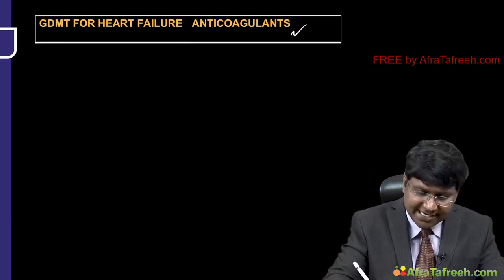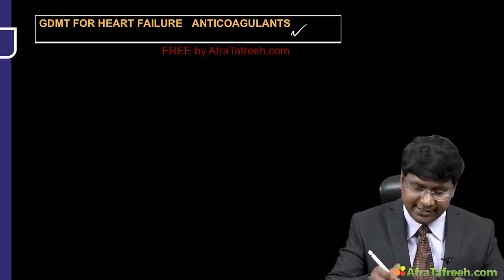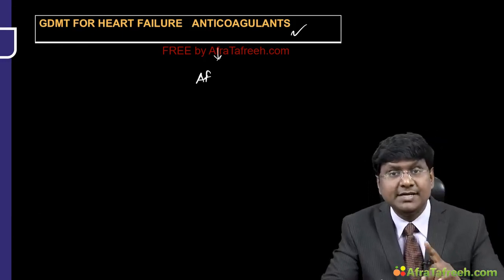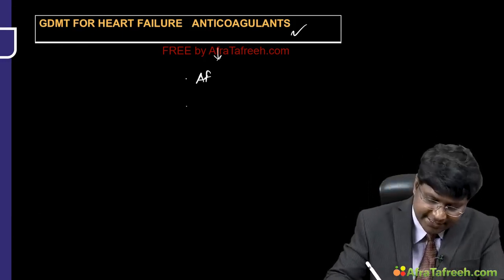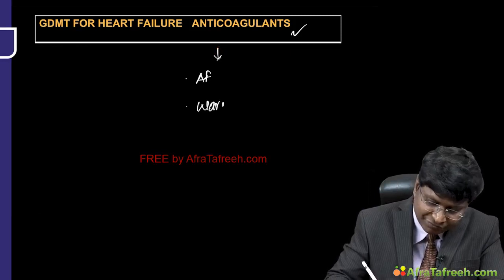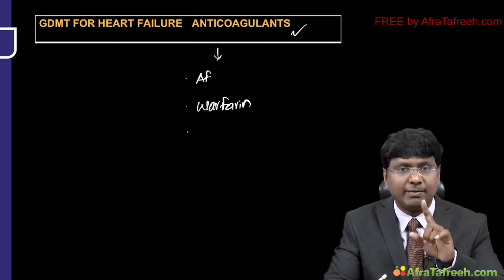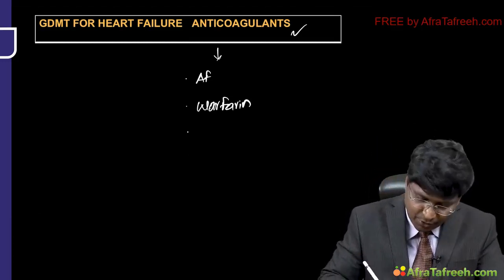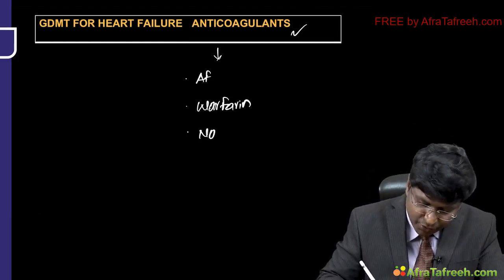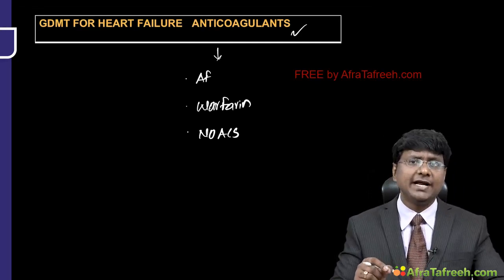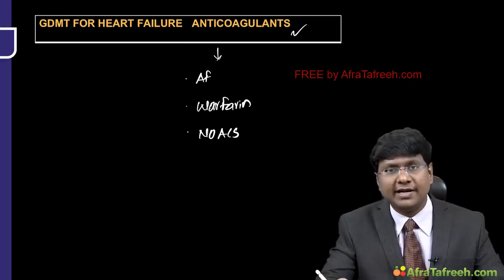Now coming to the anticoagulants. Anticoagulants you have to give if the individual develops atrial fibrillation, and the preferred anticoagulant is warfarin. And if the mitral regurgitation is not secondary to rheumatic disease, then you can give newer oral anticoagulants, or direct oral agents.